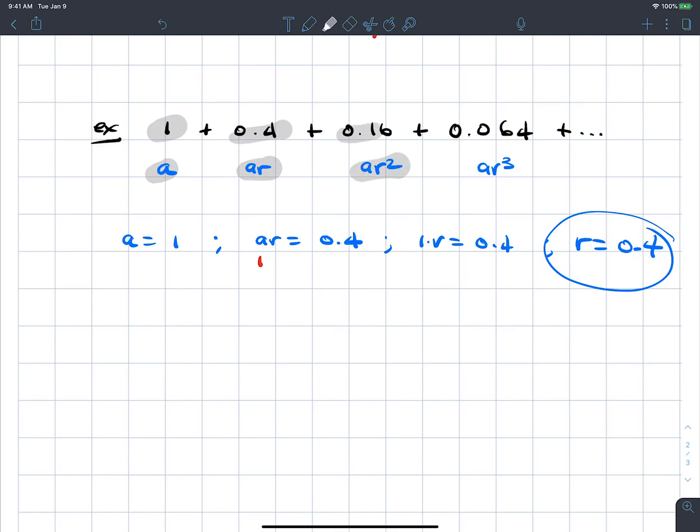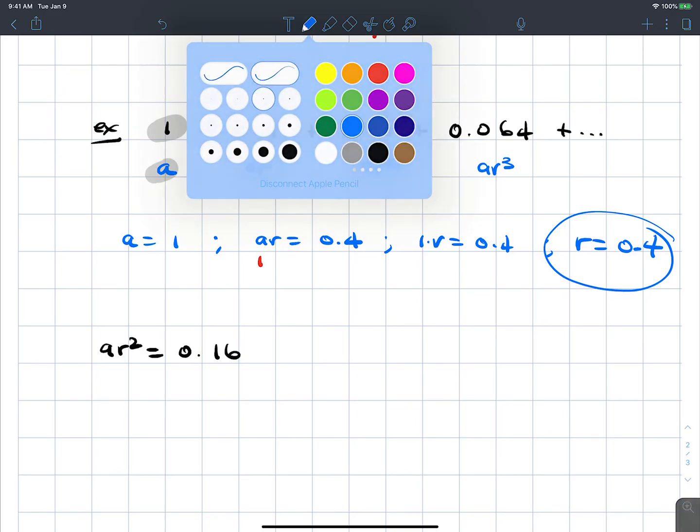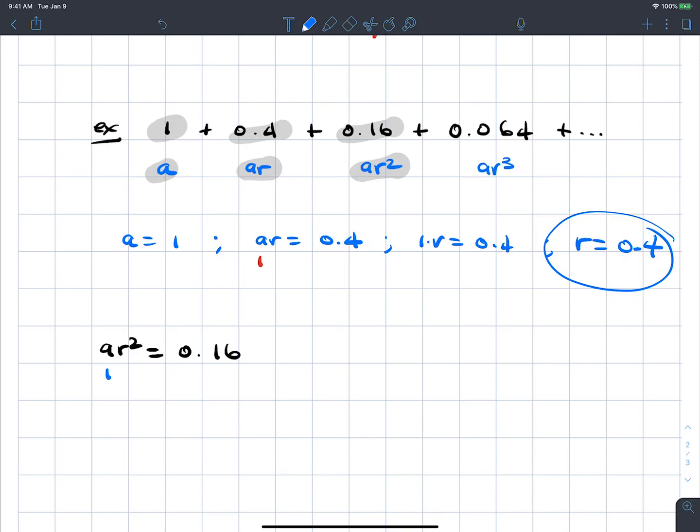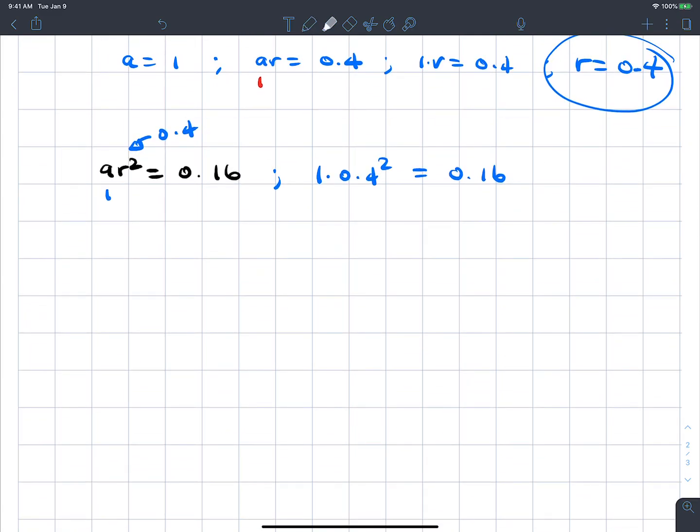AR squared needs to be 0.16. Now, if we plug in the values, A is 1, R is here 0.4. We end up with 1 times 0.4 squared should be 0.16. Now, if you don't know 0.4 squared, you might say, well, what is this? Well, let's multiply. Let's find out what 0.4 squared is.